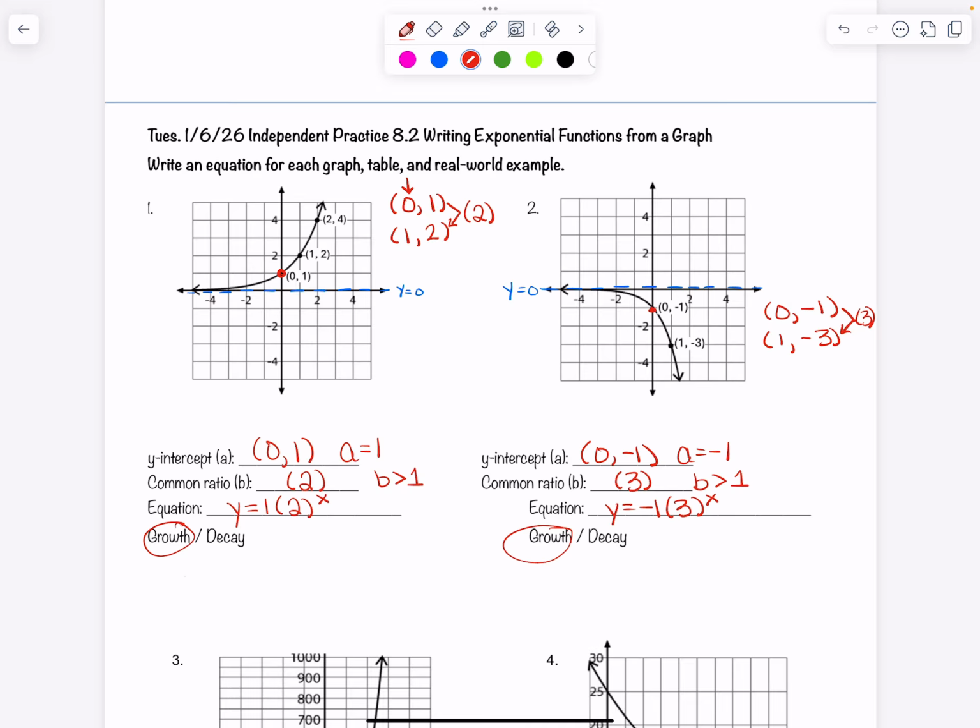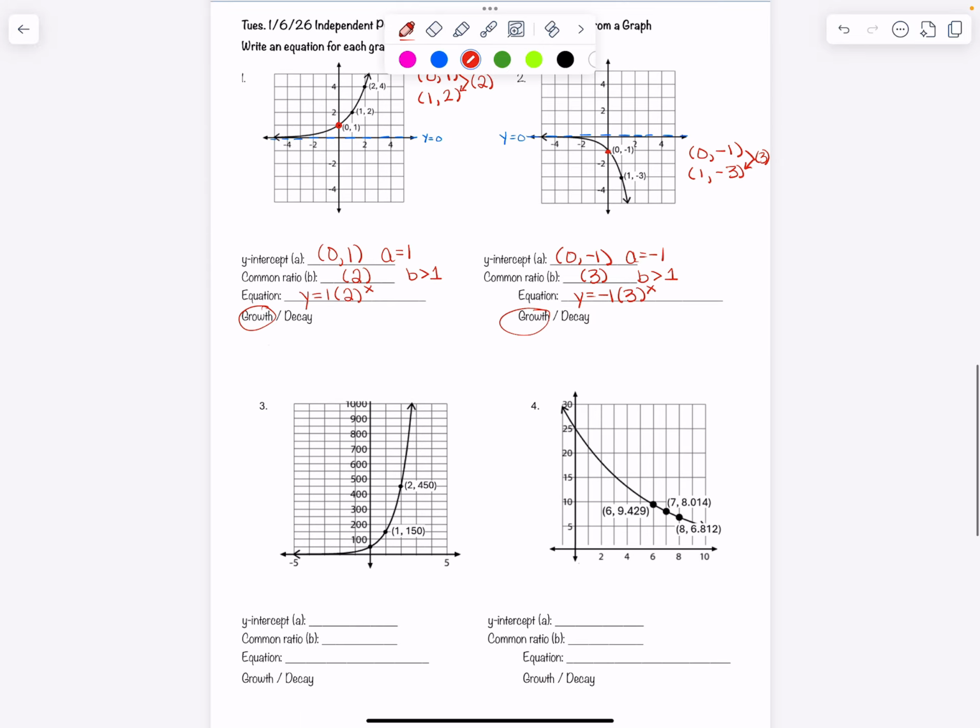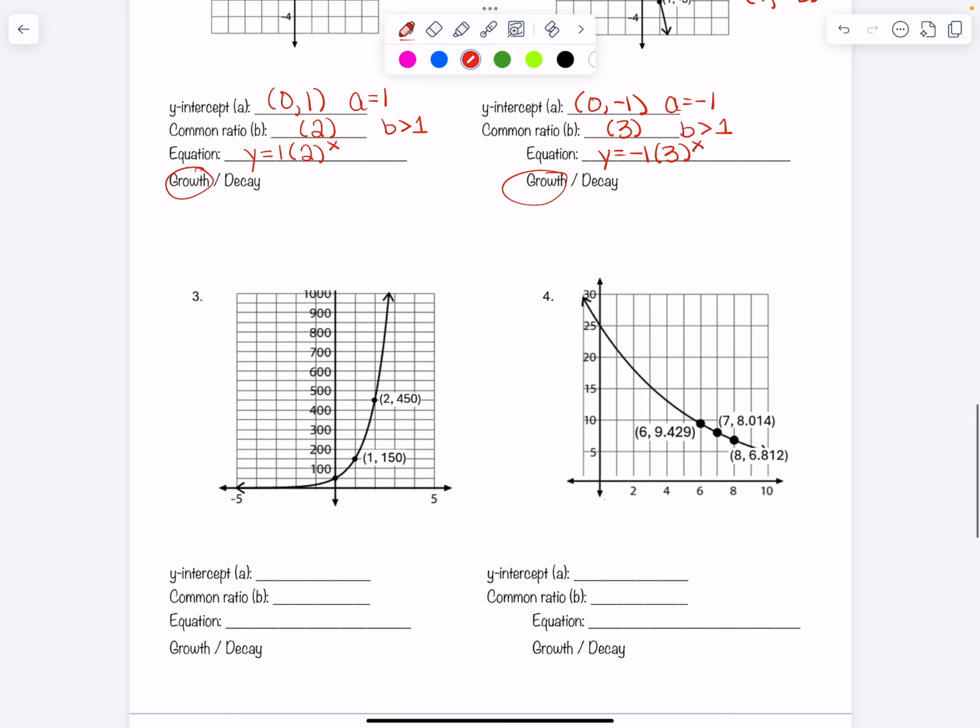Okay? All right, I'm going to leave these last 2 examples, 3 and 4, for you to practice with. And let me know if you have any questions.